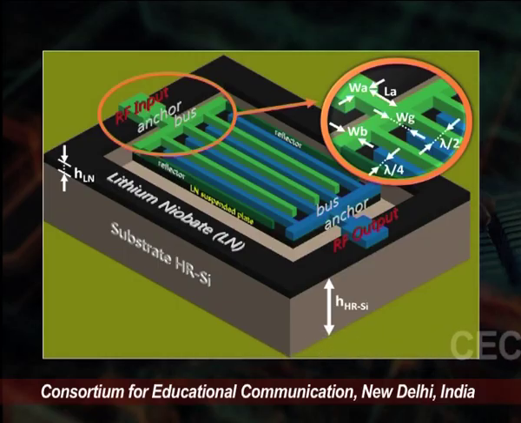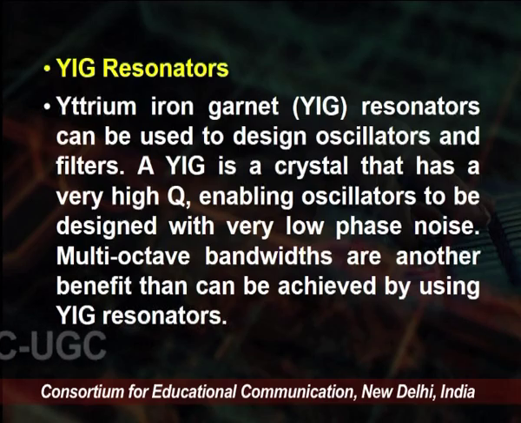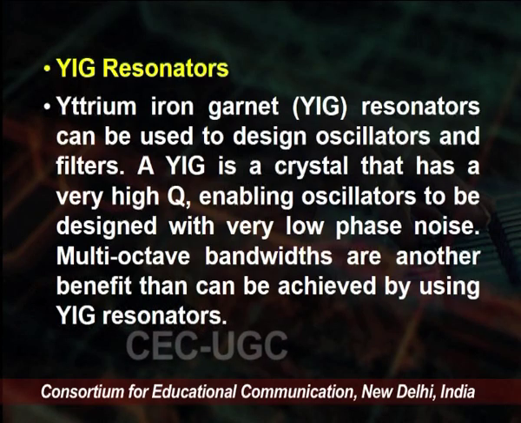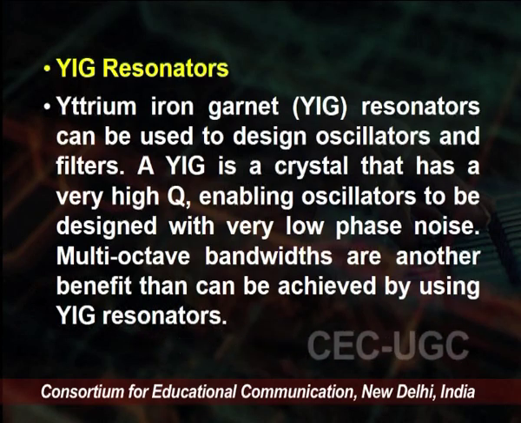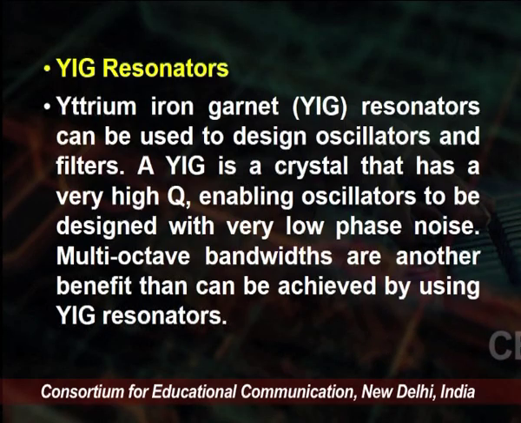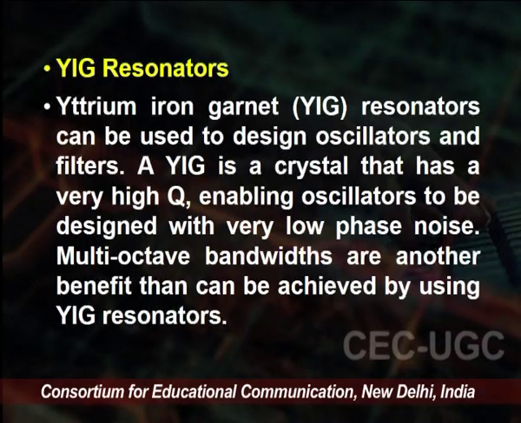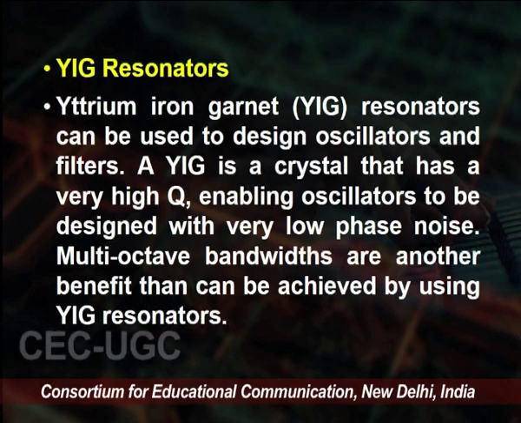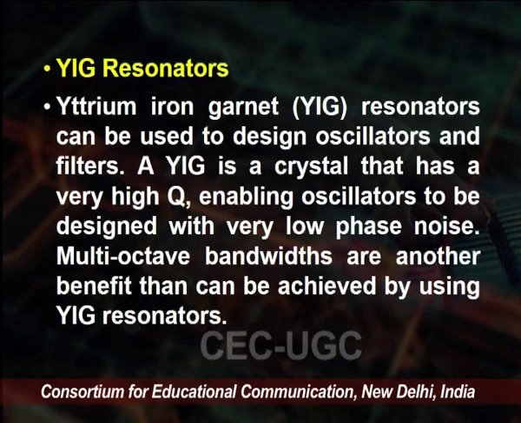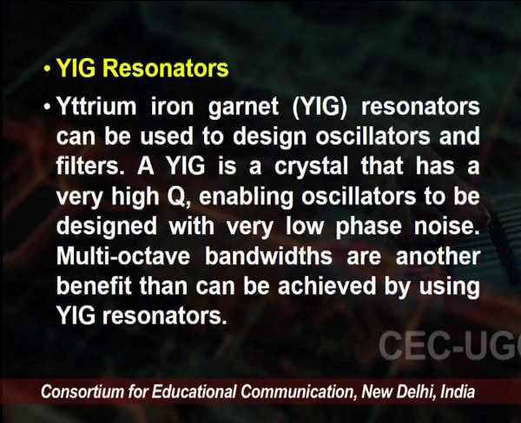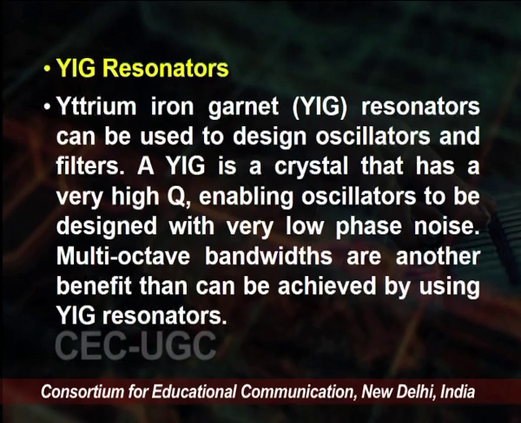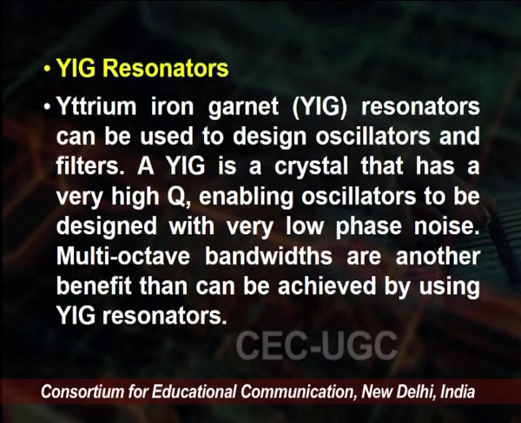resonant frequency we require. Another type of resonator is the YIG resonator. What is this YIG? It is the yttrium iron garnet resonator, and can be used to design oscillators and filters. A YIG crystal has a very high Q value, enabling oscillators to be designed with very low phase noise. Multi-octave bandwidths are another benefit that can be achieved by using the YIG resonator.